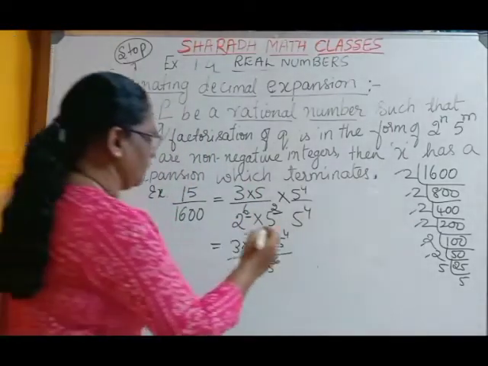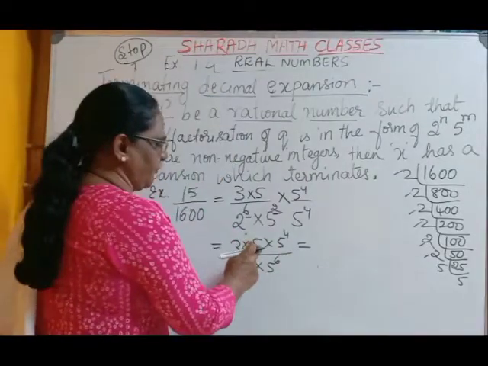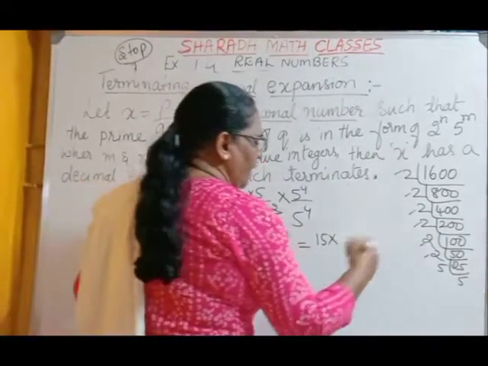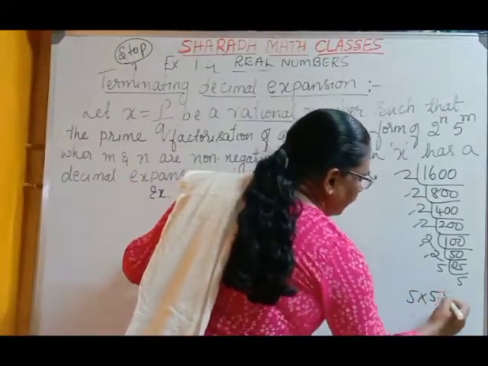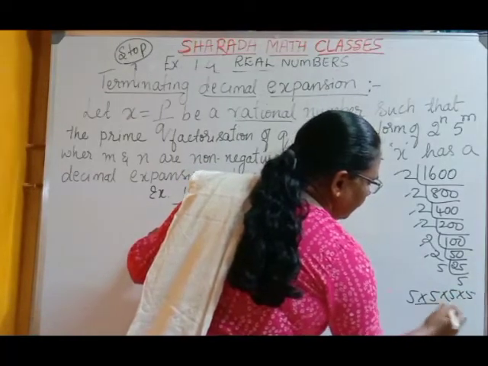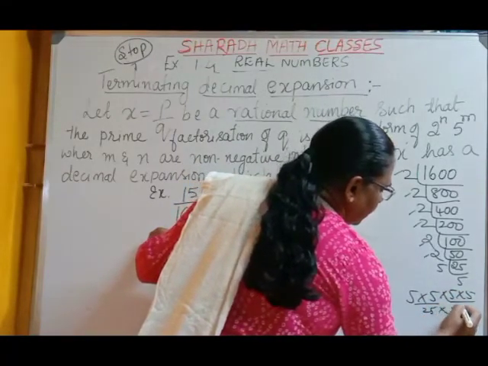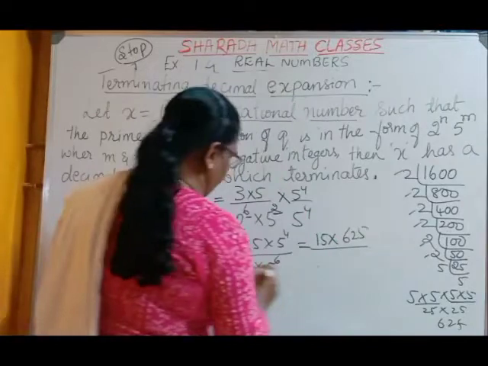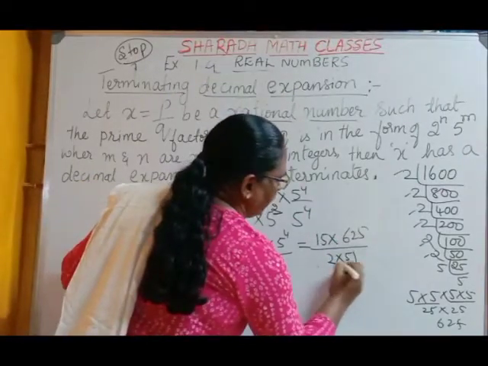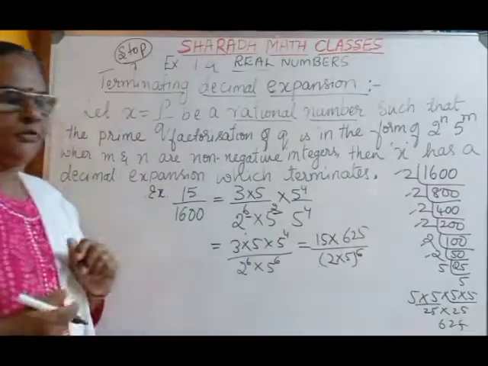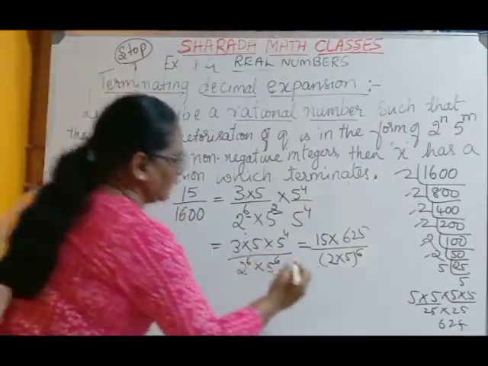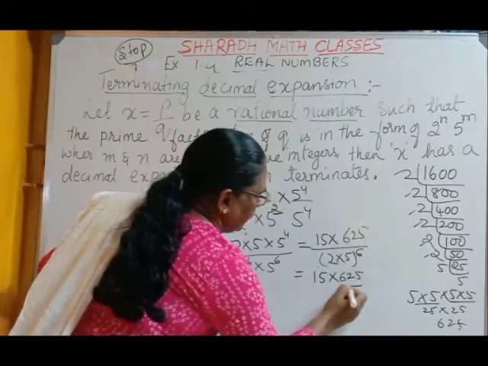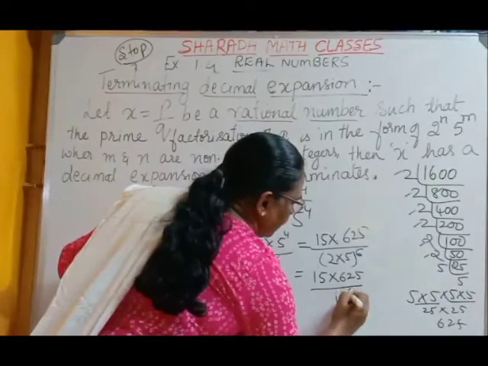Now 3 times 5 is 15, into 5 to the power of 4. 5 to the power of 4 is 5 into 5 into 5 into 5, which is 25, then 625. So it is 15 into 625 divided by (2 times 5) to the power of 6, that is 10 to the power of 6.